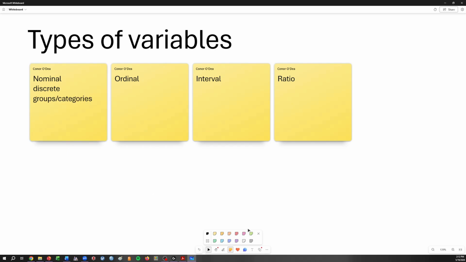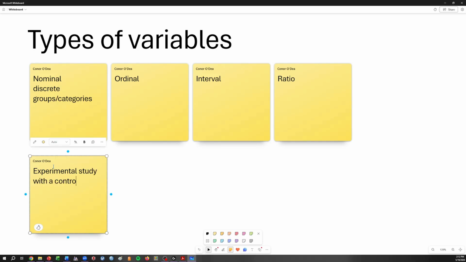So an example of this would be your traditional research experiment. So an experimental study with a control group and an experimental group. And the reason that this would be a nominal independent variable is because you have a manipulation. You are either in this group or you are in this group. There's no sort of in between here, and it's not a continuous variable. This is a categorical variable with discrete groups or categories.